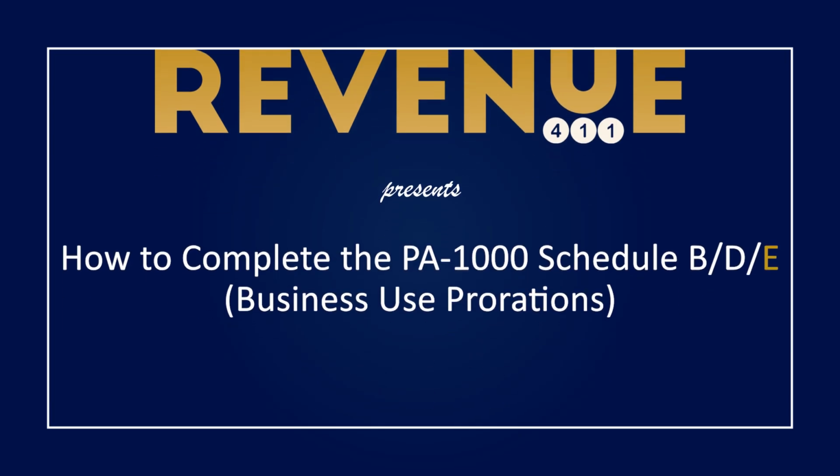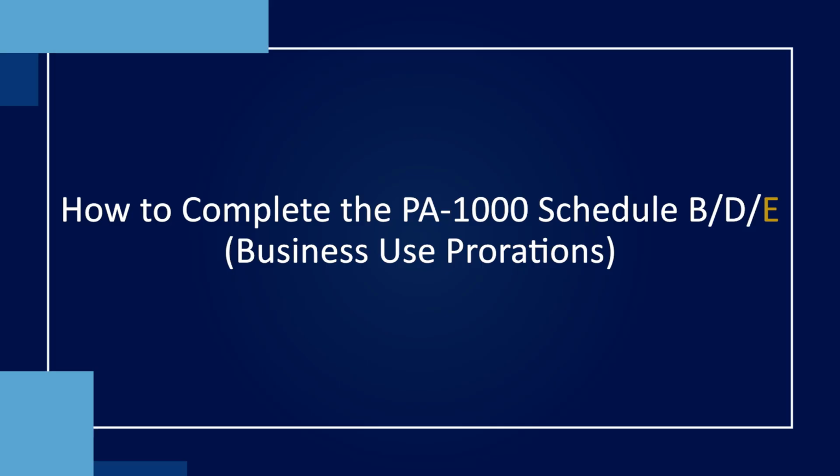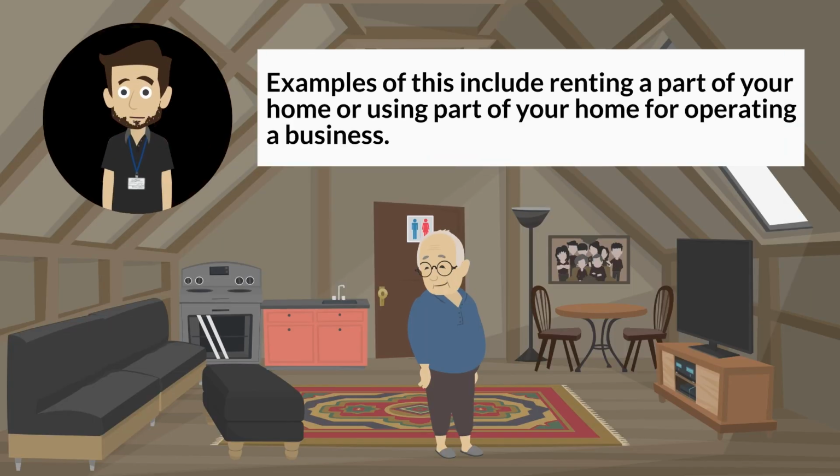Thank you for joining us in learning how to complete the PA-1000 Schedule E for the Property Tax Rent Rebate Program. This schedule is to be filed by property owners and renters who used a portion of their home for purposes other than their personal residence. Examples of this include renting a part of your home or using part of your home for operating a business.